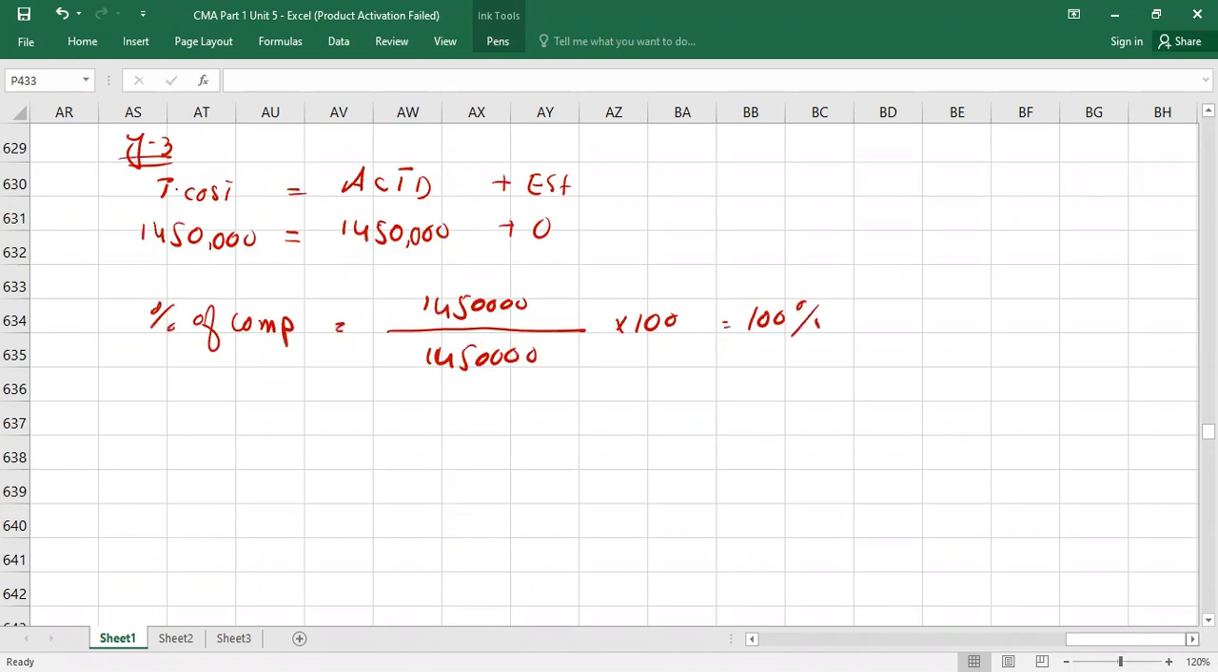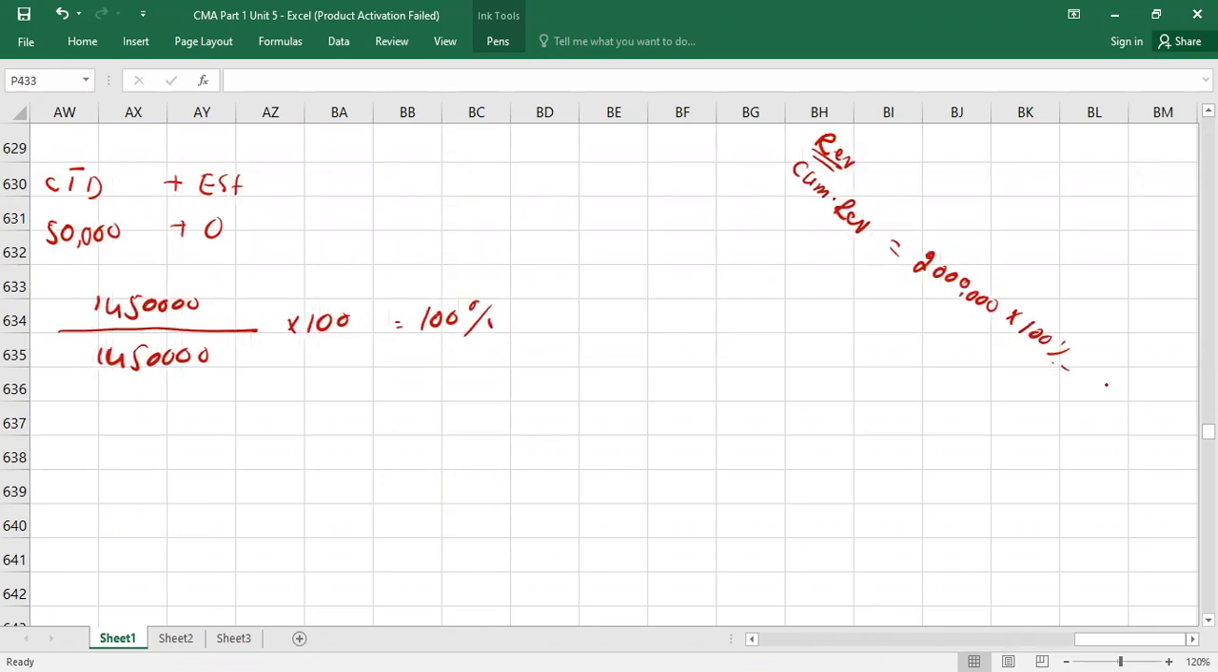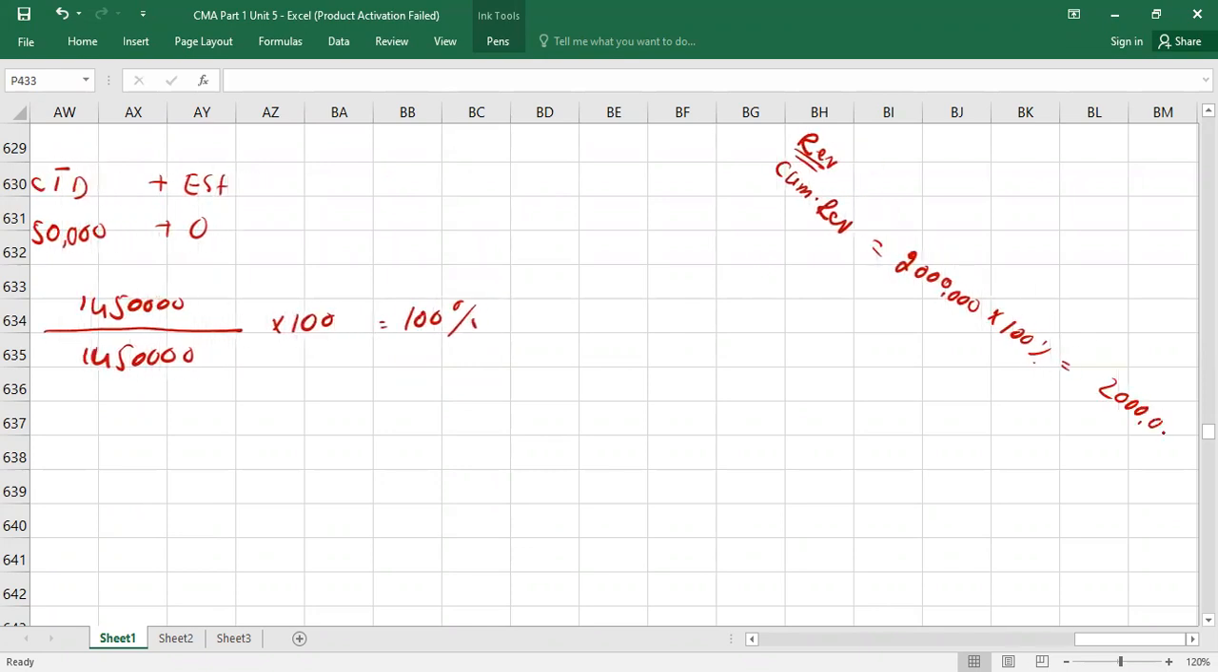Now you have to calculate revenue. Guys, I'm not sure if you remember the values. Revenue, first of all, you have to write here revenue. So you have to write here cumulative revenue. Cumulative revenue, how you will get? Contract price, which was 2 million, times 100%. Cumulative revenue is 2 million. Right?